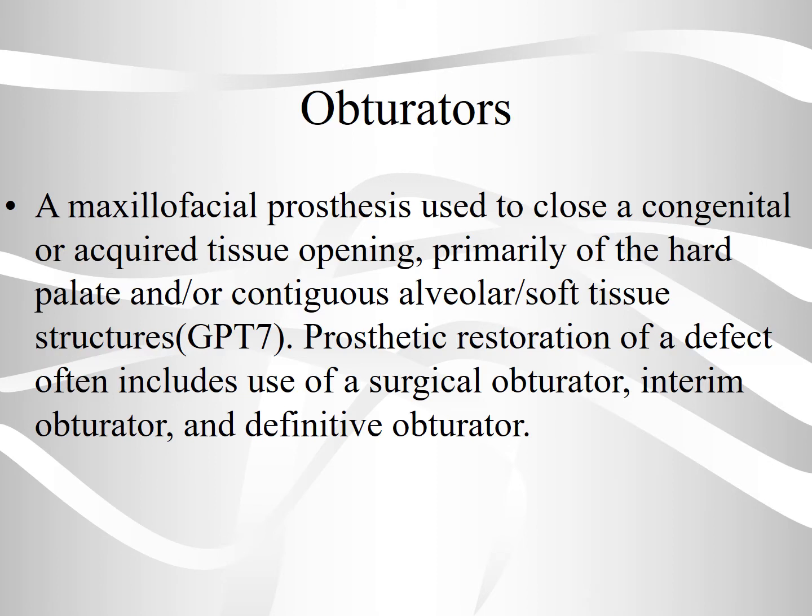So coming to the obturators, it is defined as a maxillofacial prosthesis used to close a congenital or acquired tissue opening, primarily of the hard palate and/or the alveolar or soft tissue structures. This is according to the GPT-7. Prosthetic restoration of a defect often includes using the surgical obturator, interim obturator, and a definitive obturator.